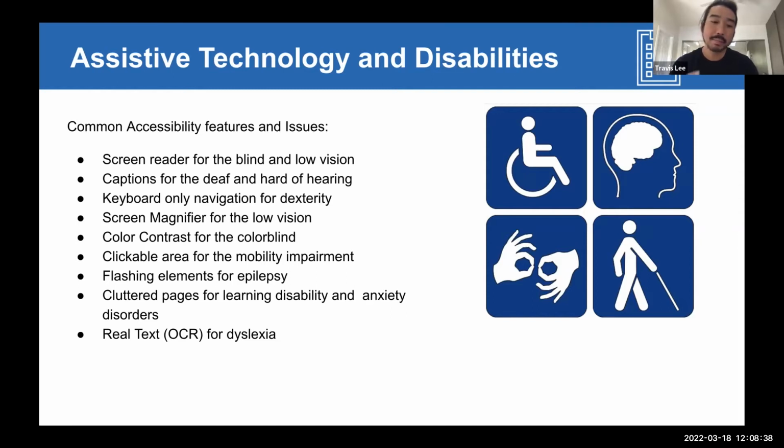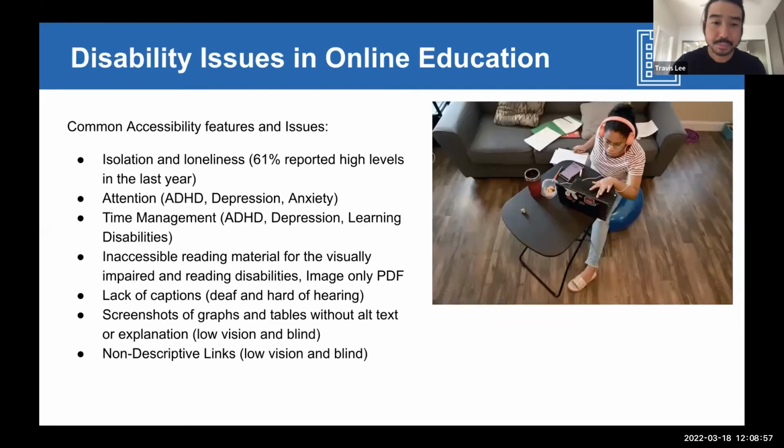Dyslexics also use screen readers, slightly different screen readers. But what's most important for people with dyslexia is making sure that it's real text. You might find PDFs that you can't highlight or search. That's just an image-only PDF, and that's not good for people who are using screen readers.